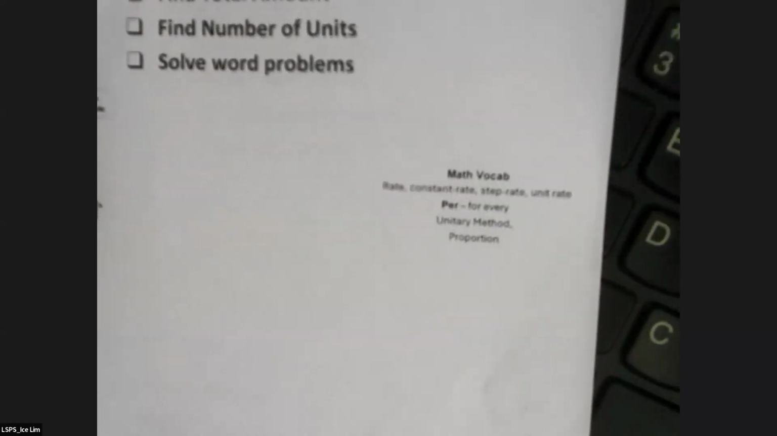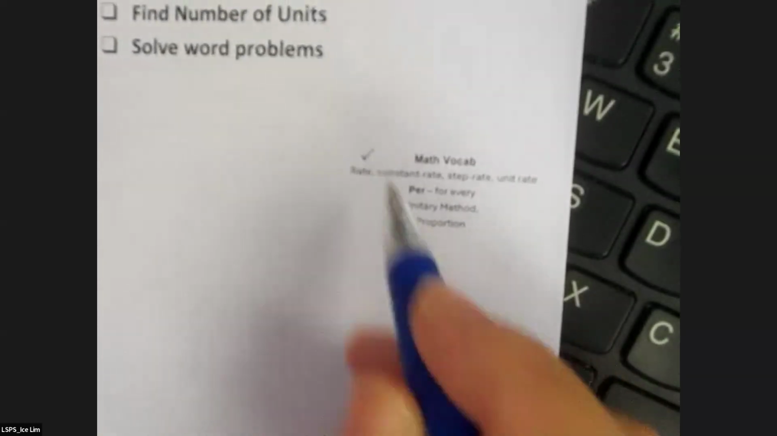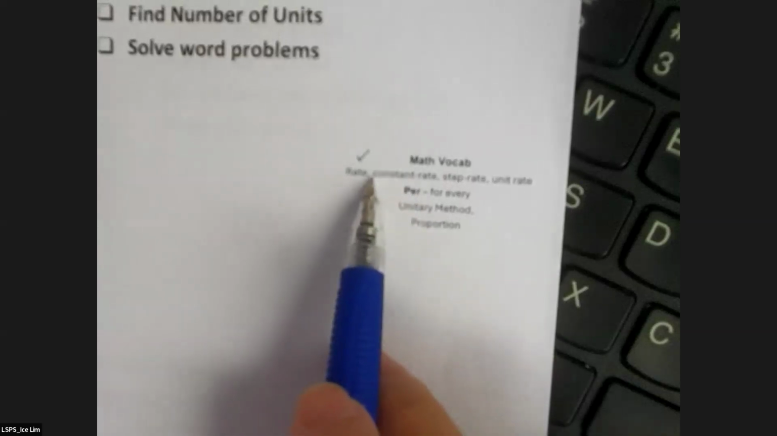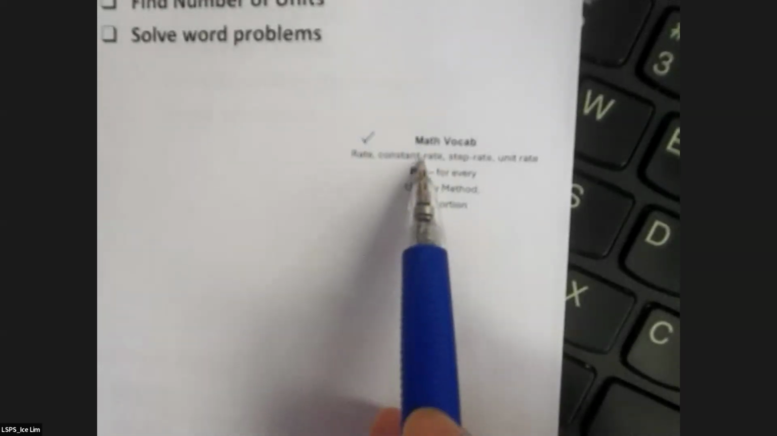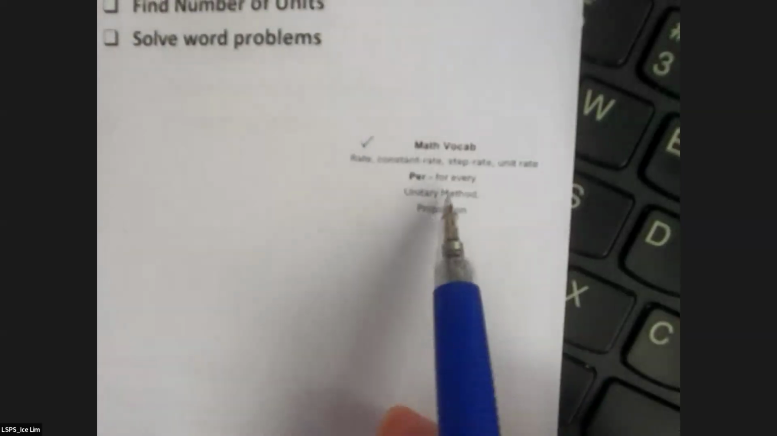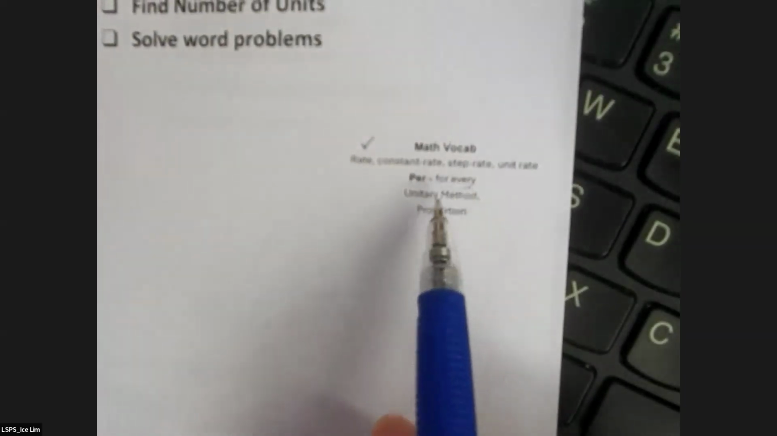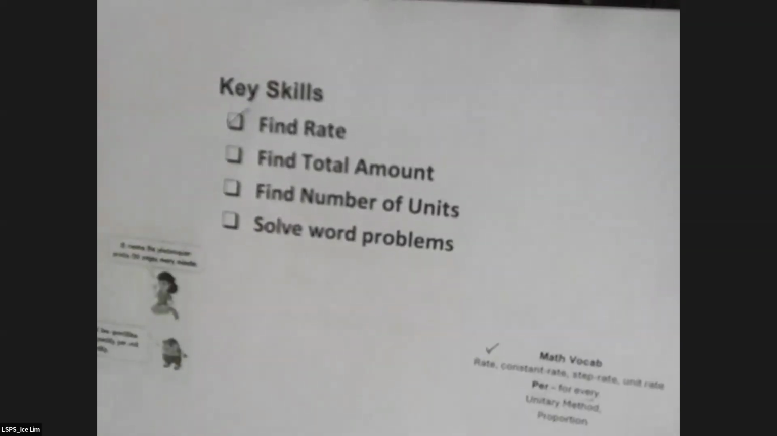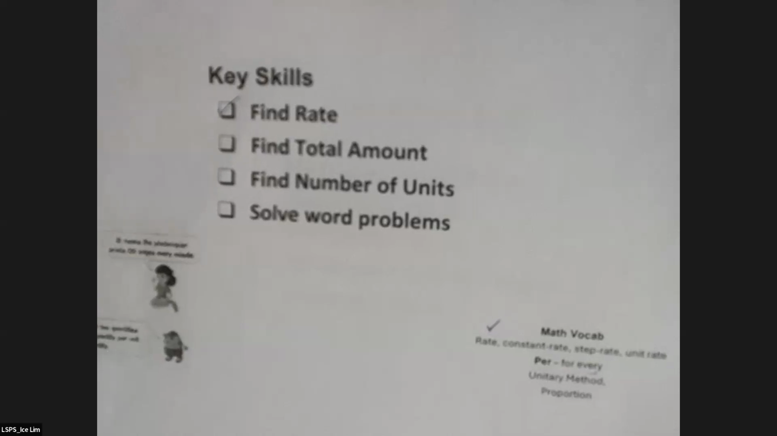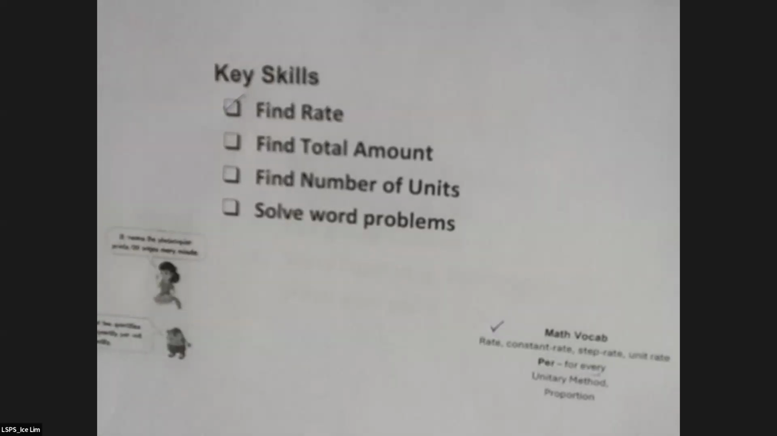For vocabulary, yeah, I know about rate. Maybe not so much about constant rates, step rates, unit rate. I'm not very sure what they mean. But I have heard about per. So per means every. And you have been talking about unitary method and proportion. So we're going to go to the next level of work now, which I have to give you.